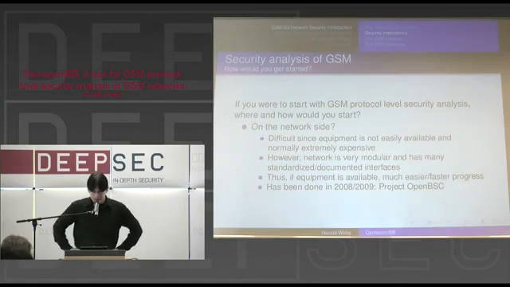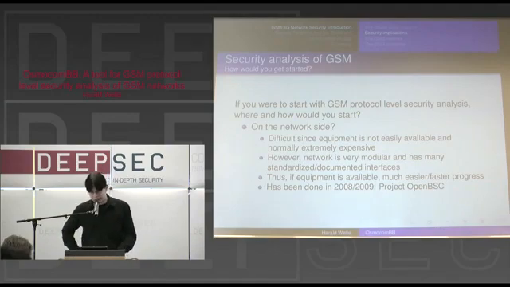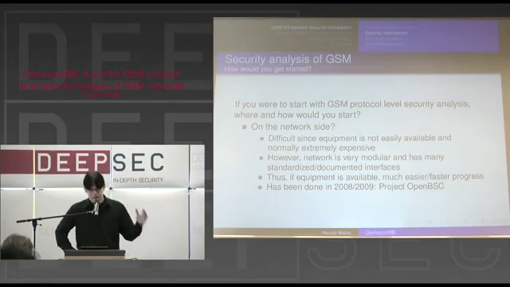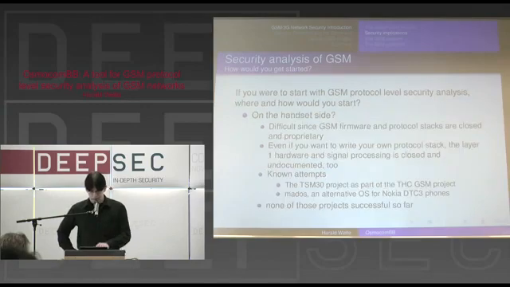So if you want to start with protocol level security analysis, there are two sides. You can get started on the network side. I don't want to talk about this today. We did this with OpenBSC, and I presented about this last year at DeepSec.